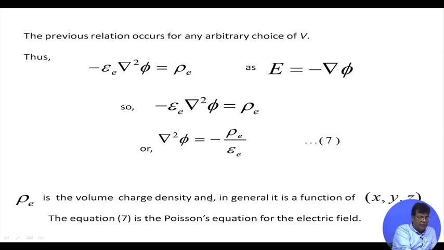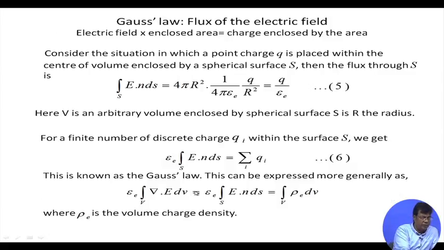Now, V is an arbitrary volume which is enclosing the charge, and rho E is the volume charge density, whatever the net amount of charge within the volume. That is because it is integrated as a volume integral. V is arbitrary and this is happening for any choice of V.